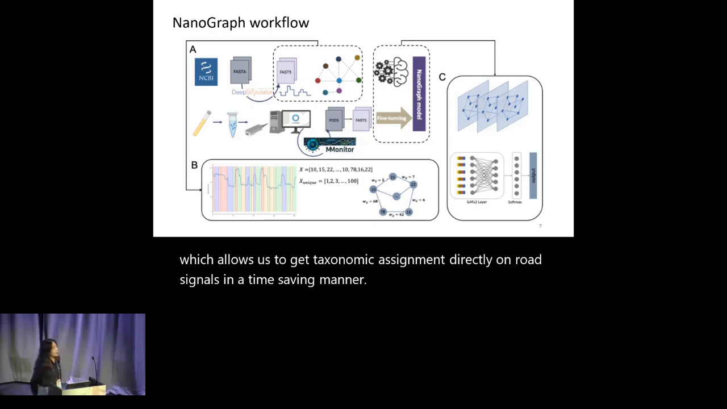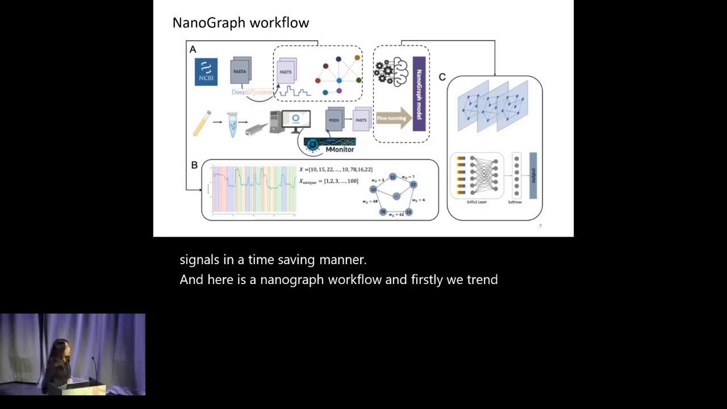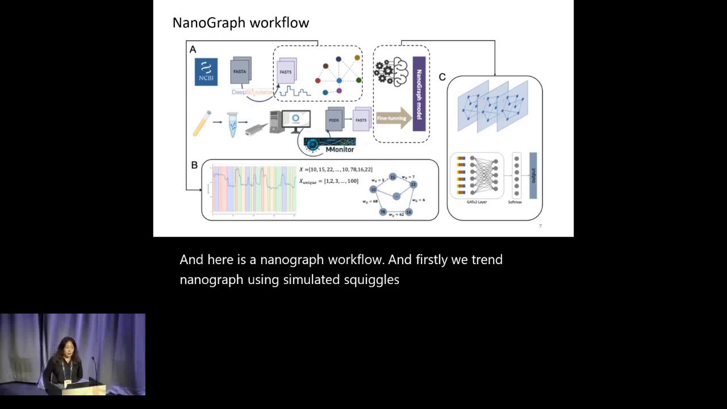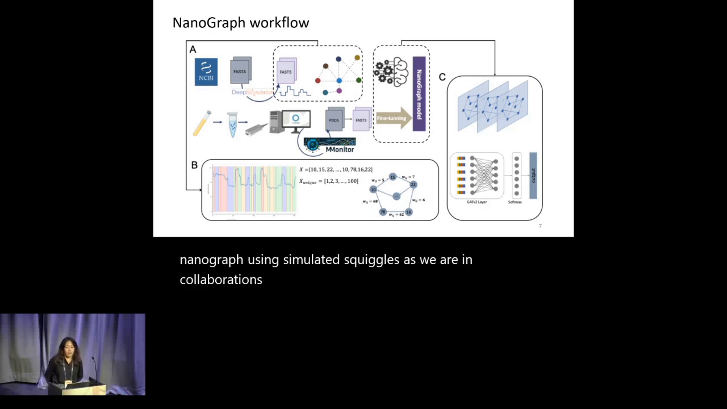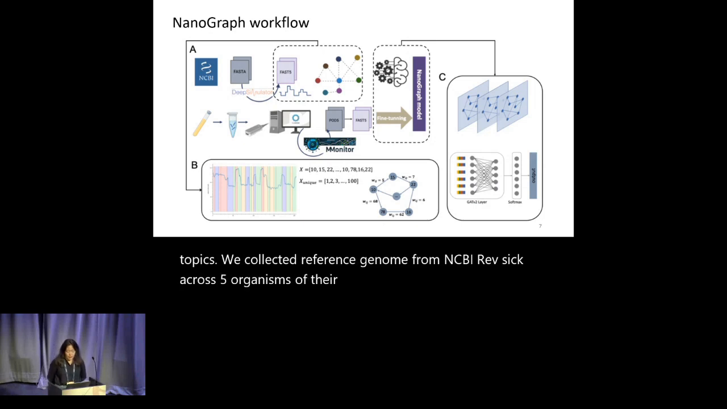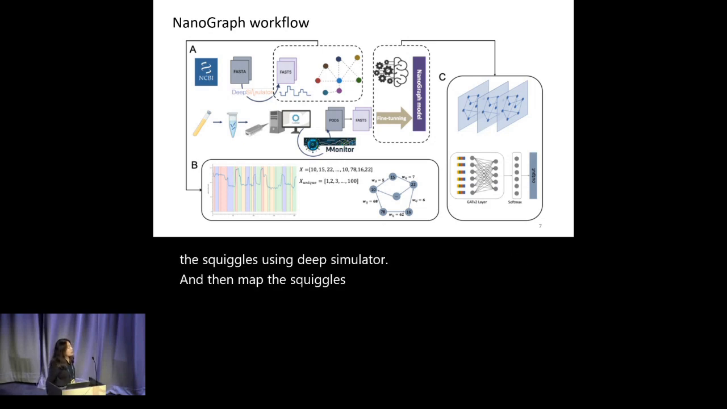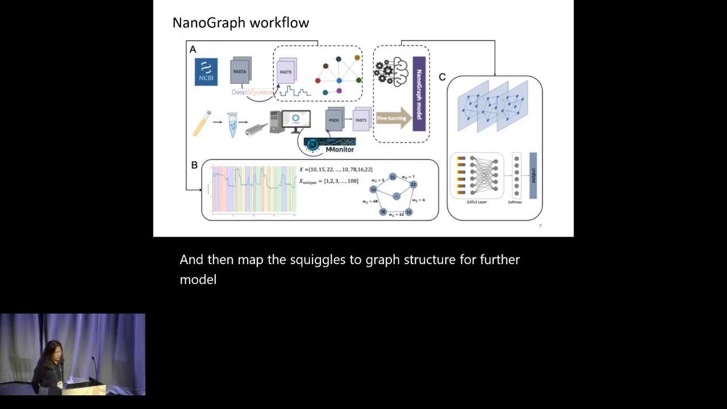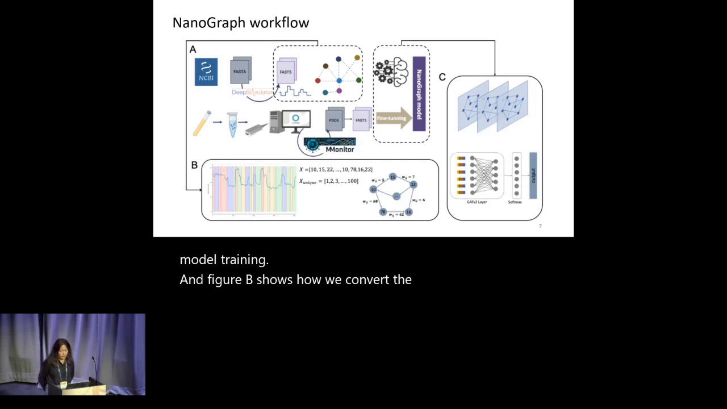And here is the NanoGraph workflow. Firstly, we trained NanoGraph using simulated squiggles, as we are in collaboration with a wet lab which focuses on bioreactor topics. We collected reference genomes from NCBI RefSeq across 5 organisms of their interest. Then we simulated the squiggles using DeepSimulator and mapped the squiggles to a graph structure for further model training. Figure B shows how we convert the squiggles into a graph.